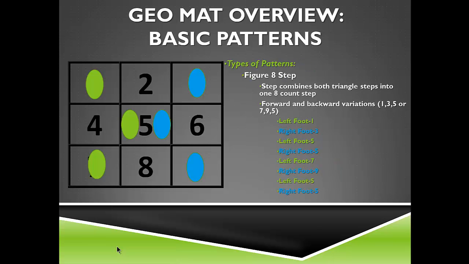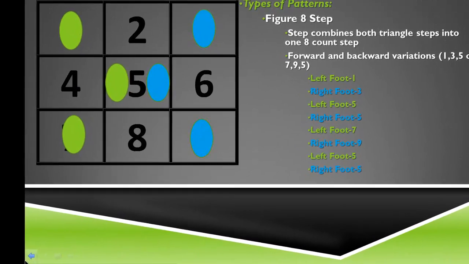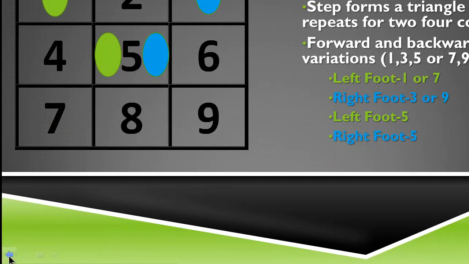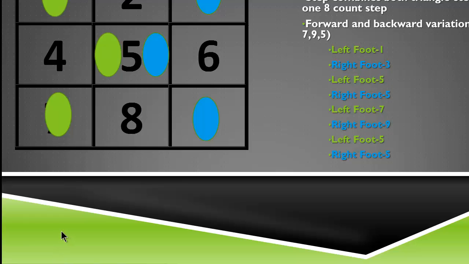Figure 8 step basically combines both triangle steps together in one 8 count, whereas the previous step, the triangle step, goes just the first half for 2 rotations. So you would do the triangle twice forward or the triangle twice backwards. The figure 8 does 1 forward triangle, 1 backward triangle. So it goes 1, 3, 5, and then it goes 7, 9, 5. 1, 3, 5, 7, 9, 5. And of course there's this 5 step in the middle. So it basically combines the 2 triangles together.